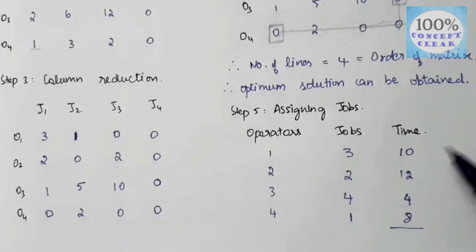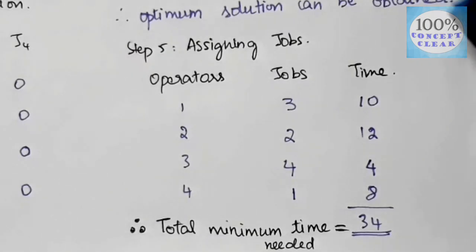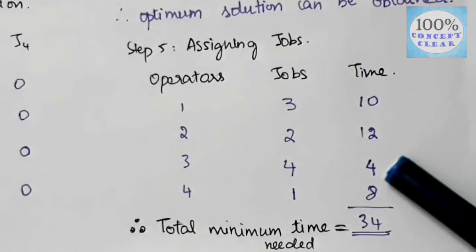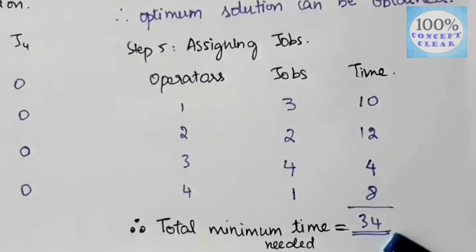Now we have to add all this 10, 12, 4 and 8 to find the total time. So by adding up 10, 12, 4 and 8, the total answer is 34. So the total minimum time needed is 34.